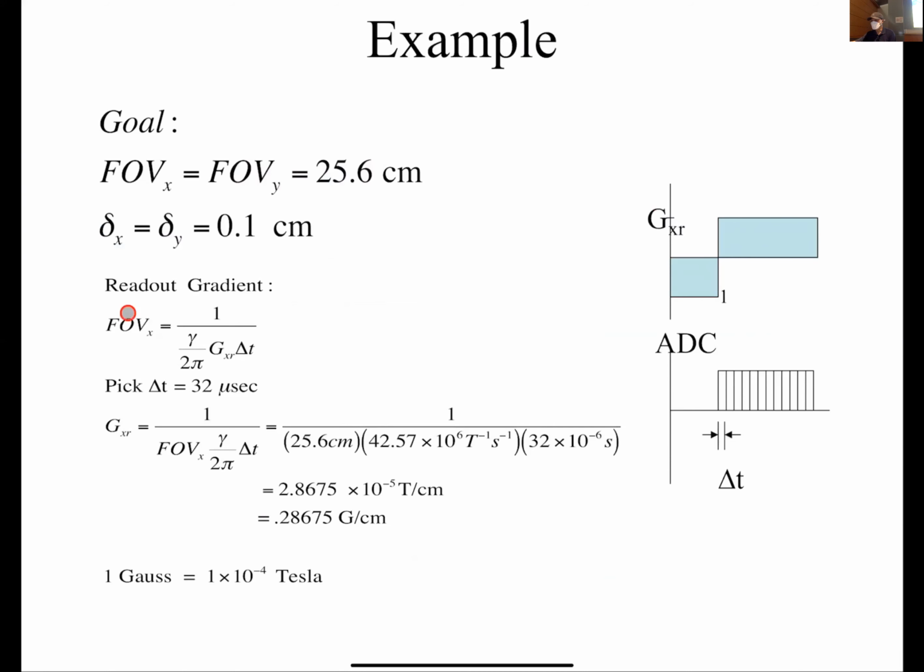So we said that FOV of x is just 1 over delta kx. In this case, I'm given that delta t is equal to 32 microseconds, and so I can solve for gxr by just plugging in these things. I get in this case that the size of the gradient I need is 0.28675 gauss per second. So if I know I'm sampling every 32 microseconds, then I need to play out this gradient to get the correct delta kx. So that's a fairly straightforward design.